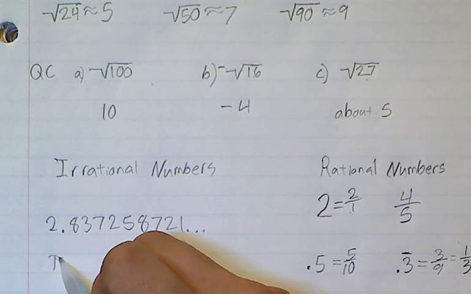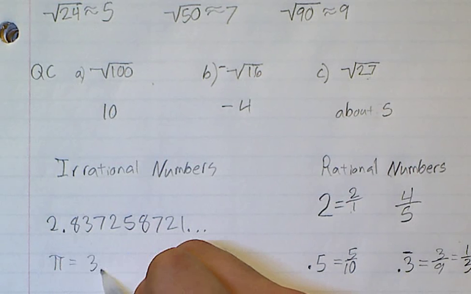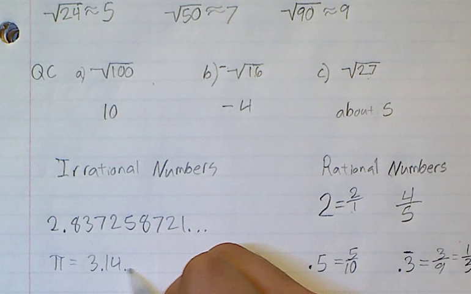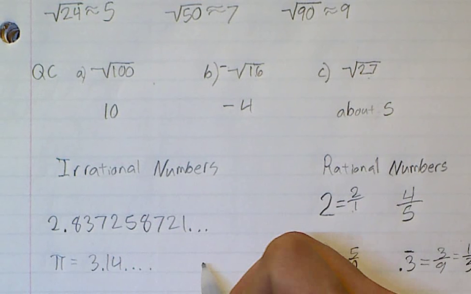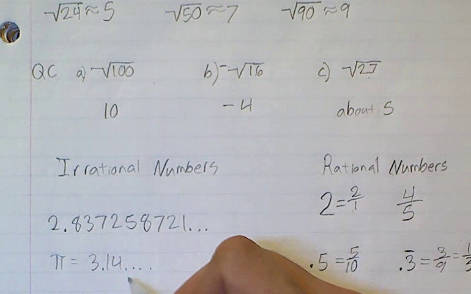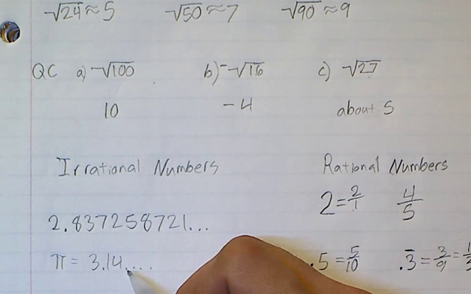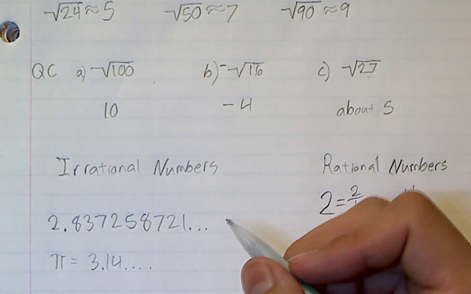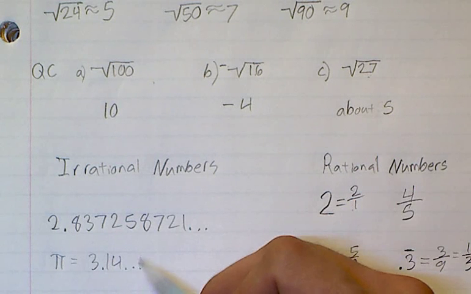Pi is irrational because it's equal to 3.14, and if you don't remember, it's got a whole bunch of numbers afterwards. It never ends. It keeps going. If you were told to count or list all the numbers of pi, you would be here for the rest of your life listing out the numbers, and no one wants to do that. So we're just going to move on to the next irrational number.